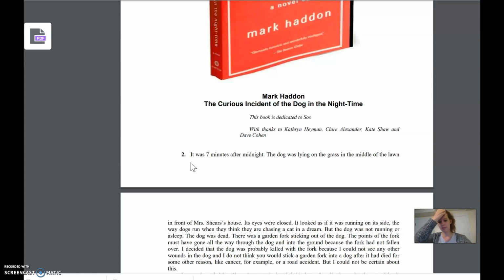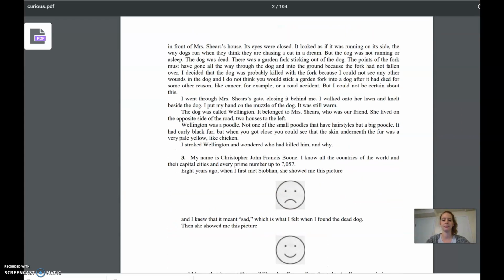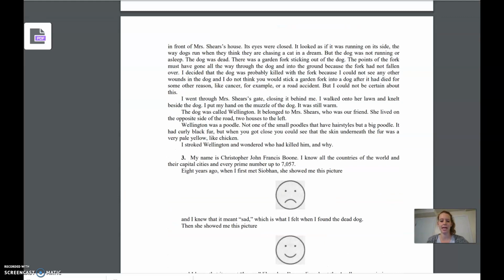Okay? All right, Mark Haddon, The Curious Incident of the Dog in the Night-Time. It was 7 minutes after midnight. The dog was lying on the grass in the middle of the lawn in front of Mrs. Shears's house. Its eyes were closed. It looked as if it was running on its side, the way dogs run when they think they are chasing a cat in a dream. But the dog was not running or asleep. The dog was dead. There was a garden fork sticking out of the dog. The points of the fork must have gone all the way through the dog and into the ground because the fork had not fallen over.